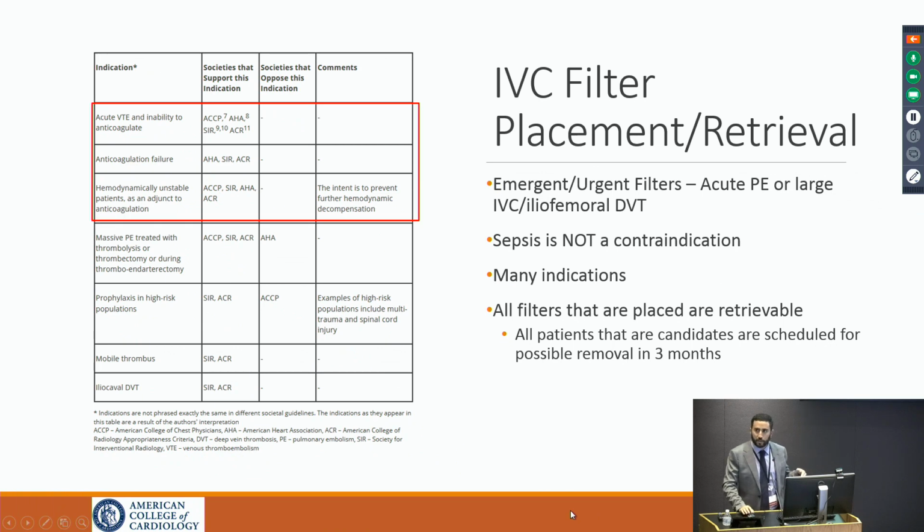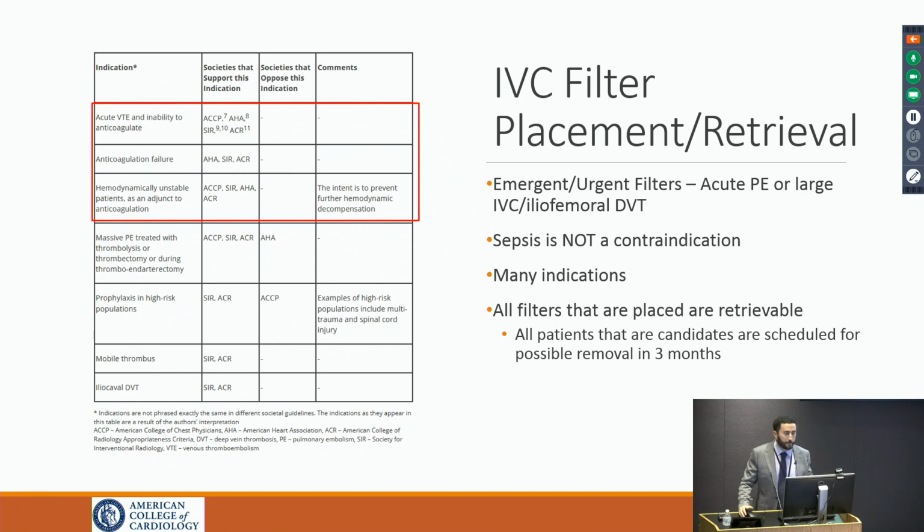So there are clear criteria on when they should be placed. There is again disagreement on when they should be placed, but the unanimous consensus on when to place a filter is in somebody who has inability to anticoagulate, has failed anticoagulation, or is just unstable and you want to prevent them from getting worse. They have a clot, they have pulmonary embolism, you want to keep them from getting worse. Everybody agrees on those being placed.